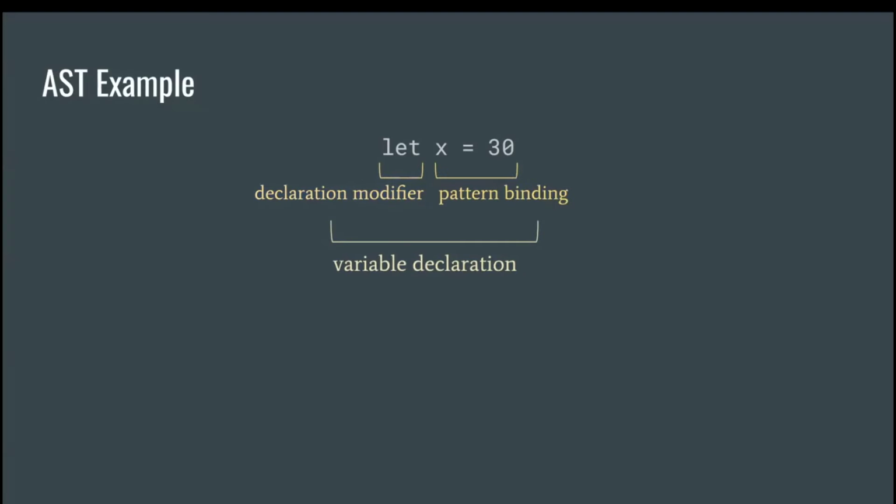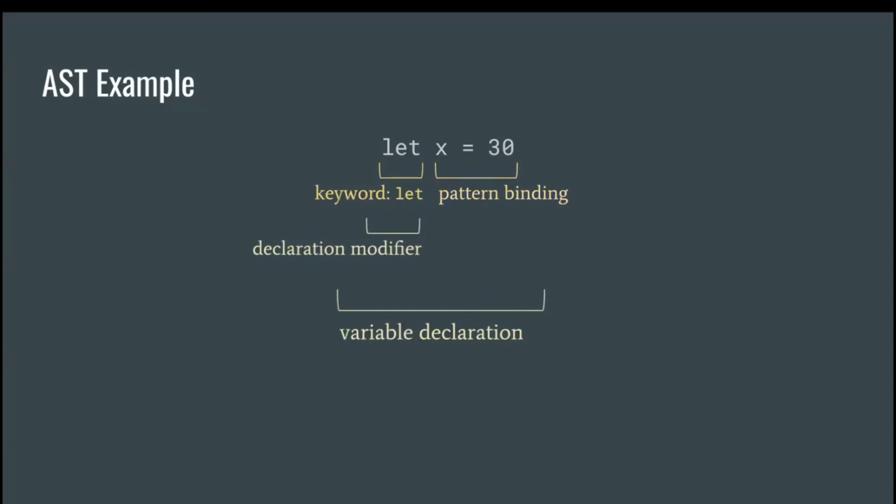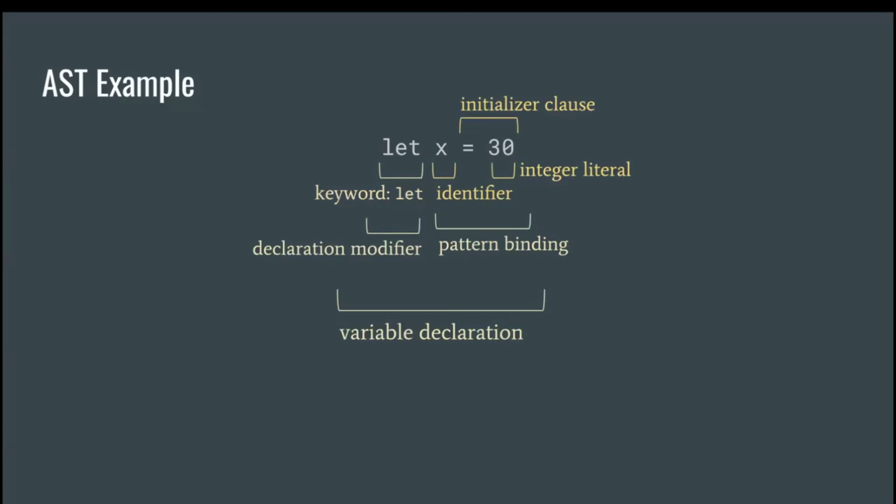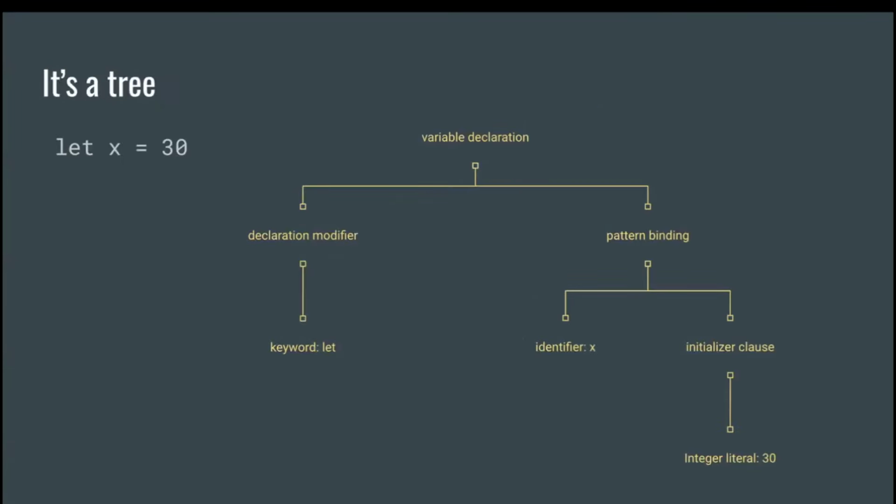And then there's the pattern binding. This is the pattern that gets bound to x. So there's the let keyword that's within the declaration modifier. And then within that pattern, we've got the identifier itself, which is our variable name. Then there's an initializer clause, which is the equals 30. And then we have an integer literal, which is the 30 itself. So rearranging it, this is what the tree looks like. As you can see, for each statement, it spreads out pretty far for something simple.